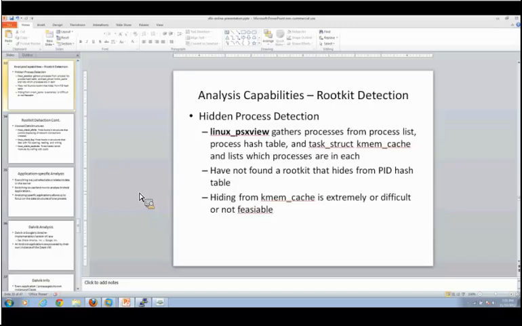Something to think about with this is you may say, okay, well, what if the rootkit hides from everything? Just in my own experience, I've never seen a rootkit that hides from the PID hash table, and hiding from the kmem cache I would rate as extremely difficult, or just not feasible. You're not going to do it. So this is a pretty strong way of finding hidden processes.